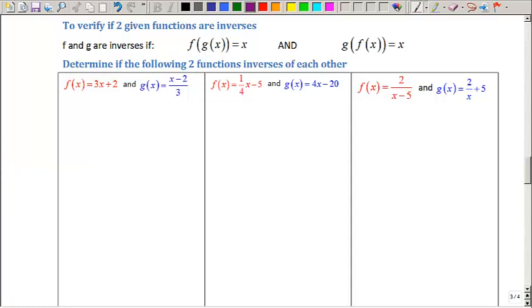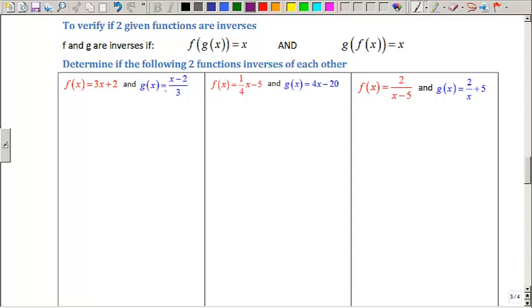Okay, so we just talked about what a function is. We gave the definitions f of g of x is equal to x and g of f of x is equal to x. When both of these statements are satisfied, then we know that f and g are inverses. So the first type of problem that we will encounter here is to verify if two functions are inverses.